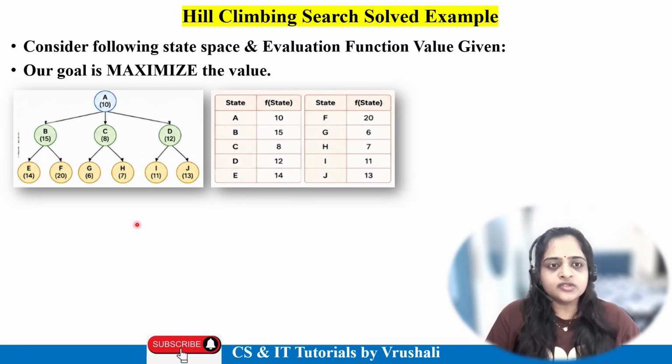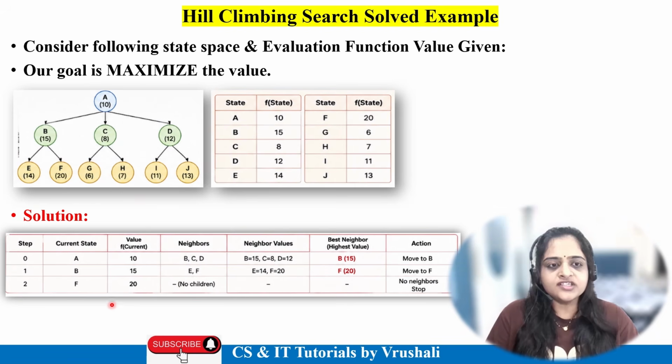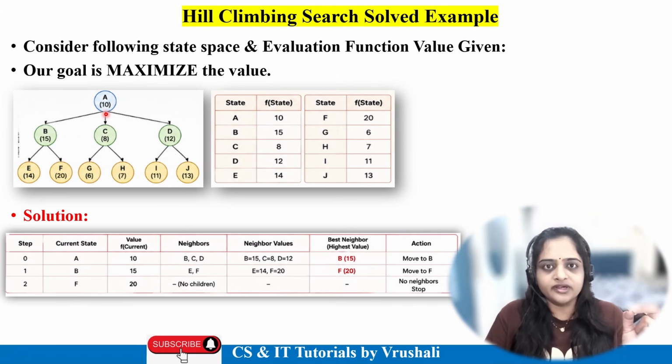See here. There are a total of 10 nodes from A to J. Every node's evaluation value is given. Like for the first state A, the function of state value is 10. Then B's function of state value is 15. In this way, every node's function value or evaluation value is already given. Okay. Now how to solve this? See. Your first step is to start with the initial state, and the initial state is A, that is your root point. Okay.